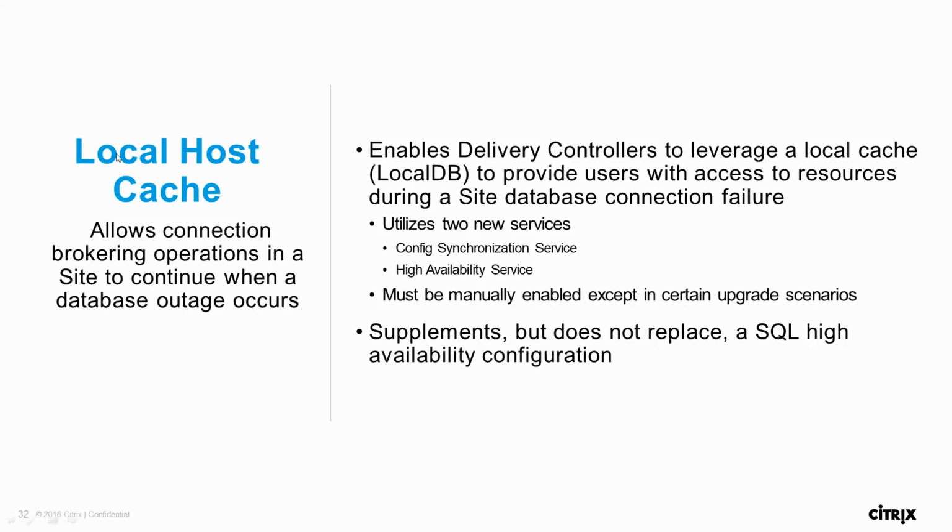So what is the use of local host cache? It allows connection brokering operations in a site to continue when a database outage occurs. So local host cache will help us continue brokering sessions when a database outage occurs. This is the main problem. So the local host cache plays a key role in a Citrix environment.